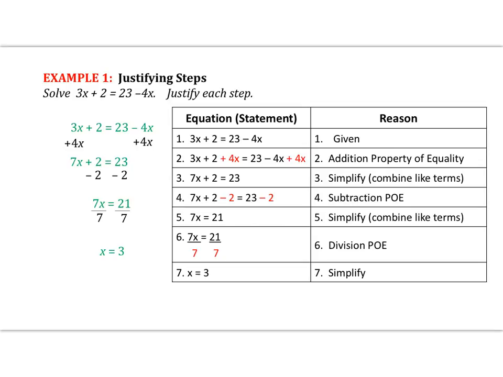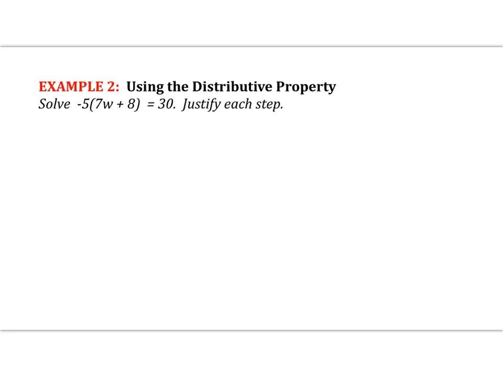Except now you're having to justify every step with these properties. All right, let's take a look at this next example. We're going to use the distributive property this time. So let's solve negative 5 times (7w plus 8) equals 30.